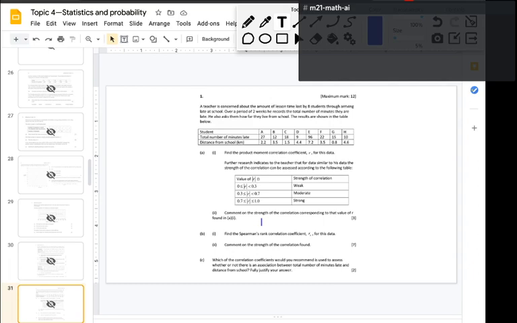And then for the Spearman correlation coefficient, if they ask you to look for it, then you need to make a table where you rank the data. So don't worry about drawing a table when you encounter the question. Which of the correlation coefficients would you recommend to use to assess whether or not there is an association between the total number of minutes late and distance from school? Just fully justify your answer.